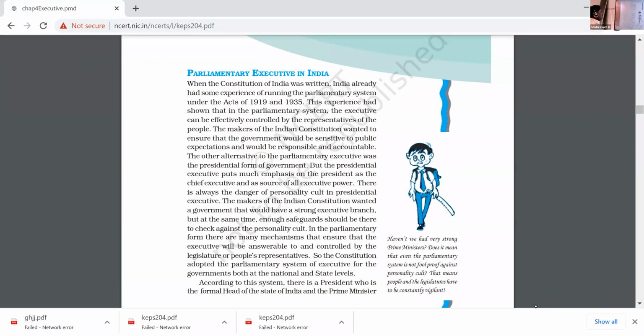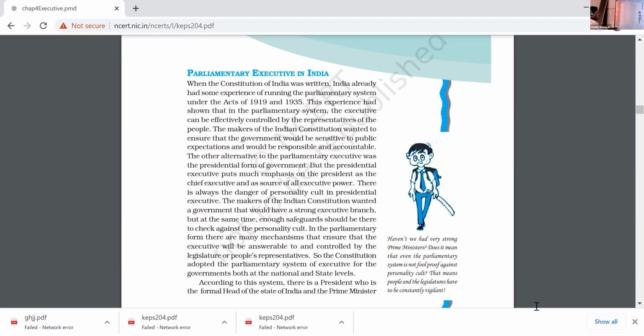The makers of the Indian Constitution wanted to ensure the government would be sensitive to the public. So they created rules and regulations like that. The government should be sensitive and accountable to the people. Clear. The executive should give answers to the questions of the people. It is accountable, legitimate, and transparent. It should be a transparent government.